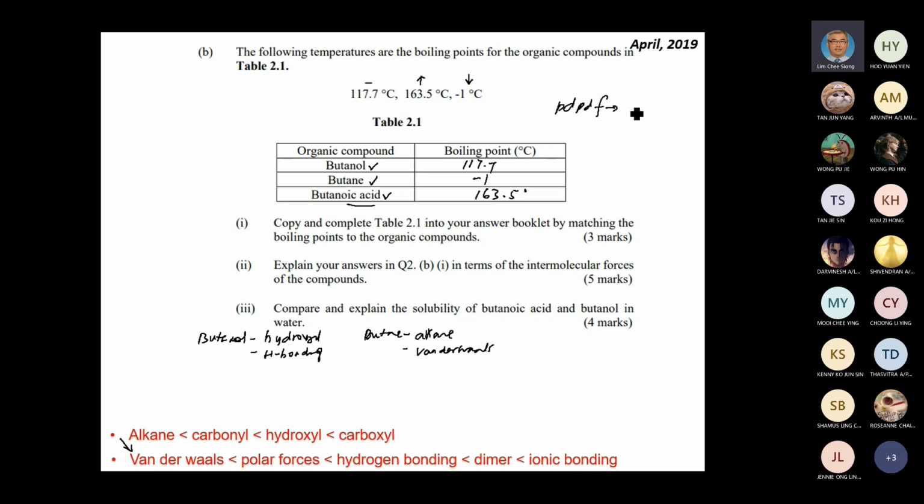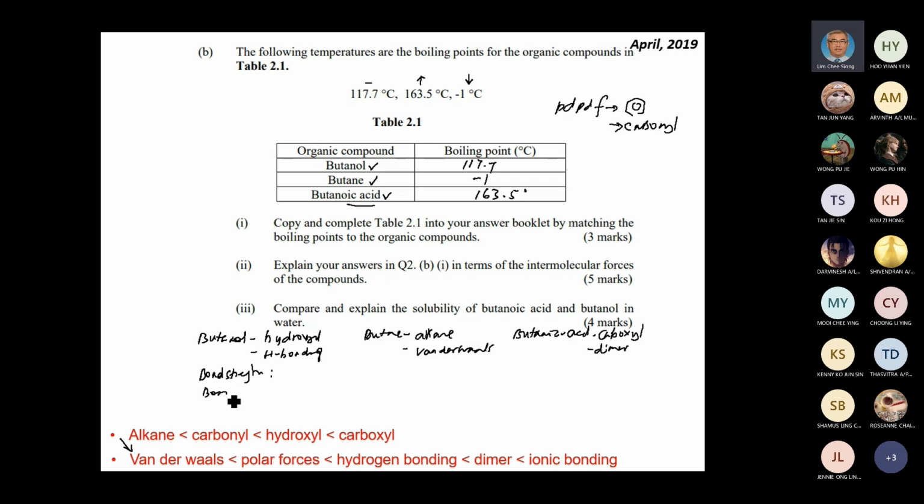It is just only doing for benzene compound and also carbonyl. Not for butane. Butane, van der Waals. Afterward, we go to butanoic acid. Butanoic acid under carboxyl, which is able to form dimer. You done already, then you can proceed to the bond strength.